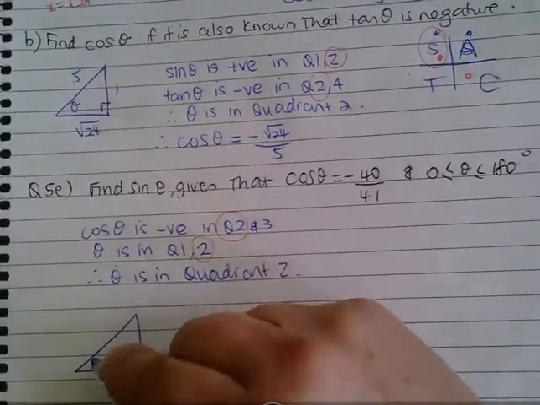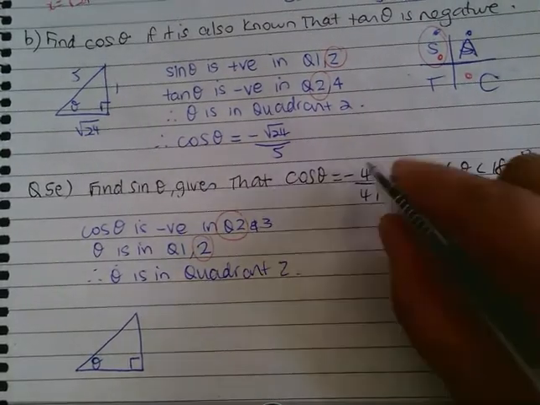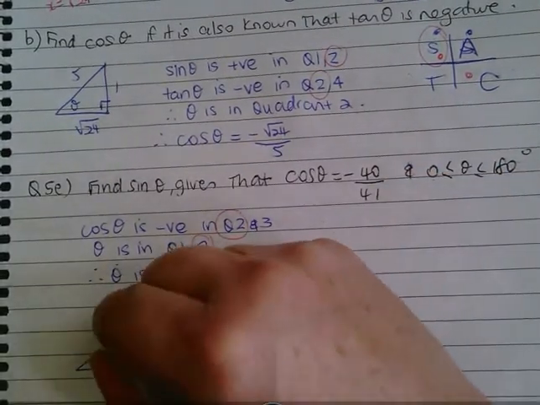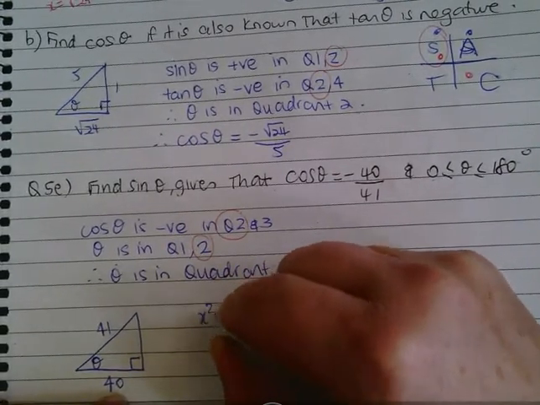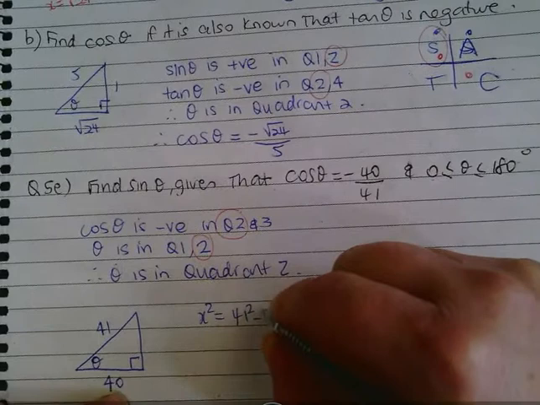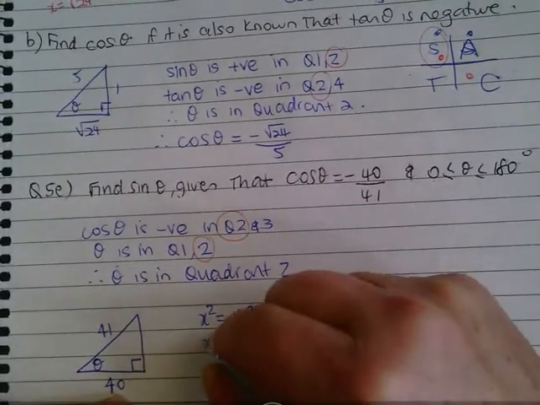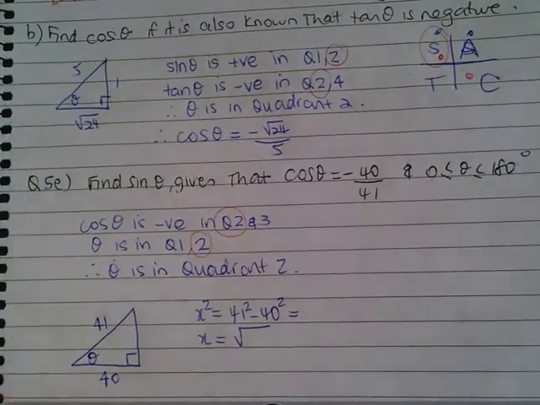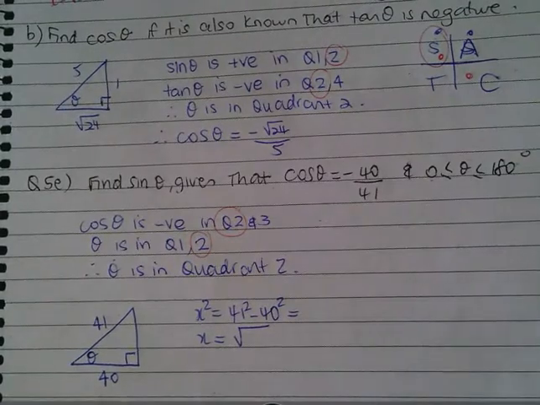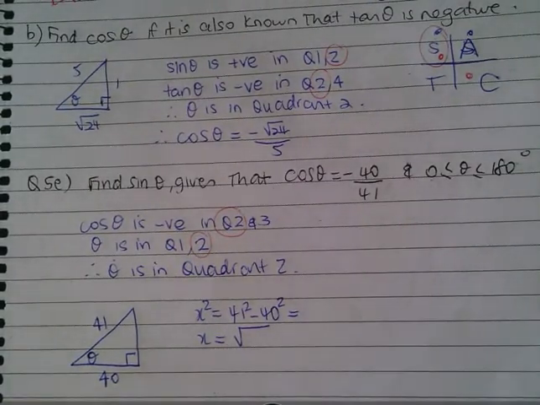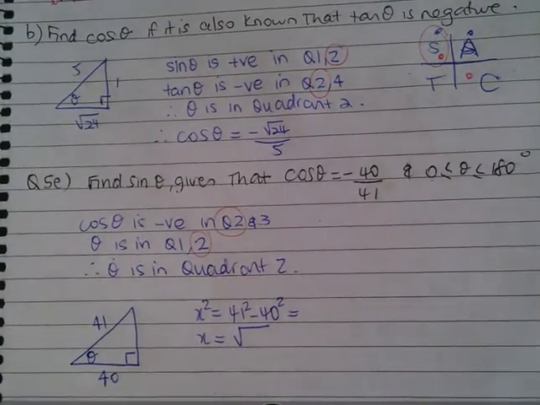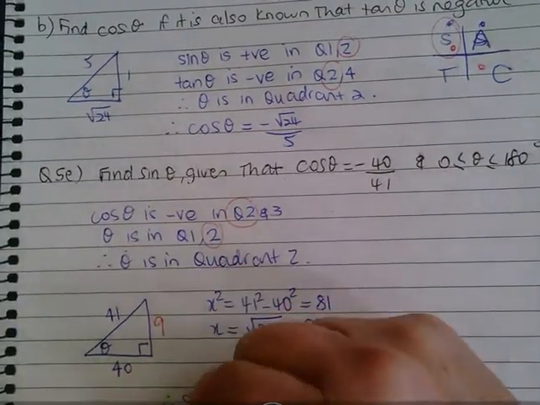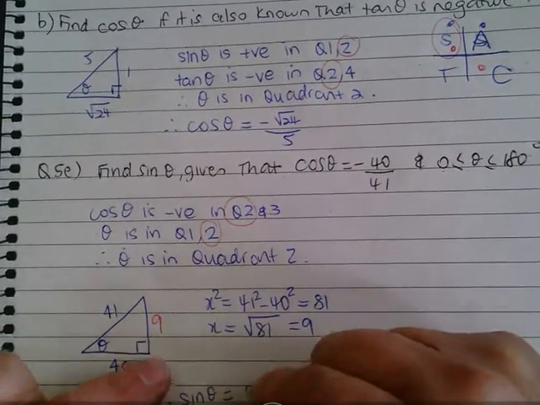Where do I put the 40? Where do I put the 41? Adjacent. Hypotenuse. Work out the missing side. I'll just call it x. X squared is 41 squared minus 40 squared. Get an answer. X is the square root of whatever that is. And you'll write that in on your diagram. And then we're going to answer the question. Sine theta is going to be 9 on 41.